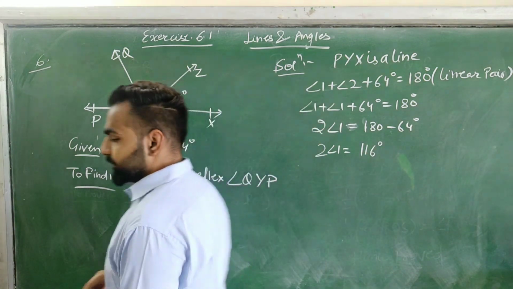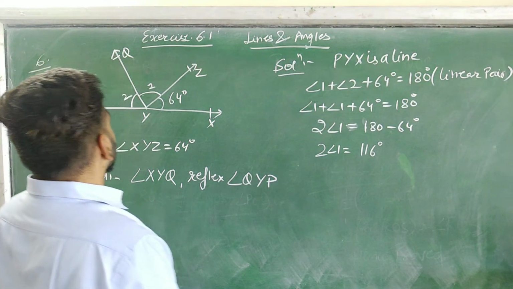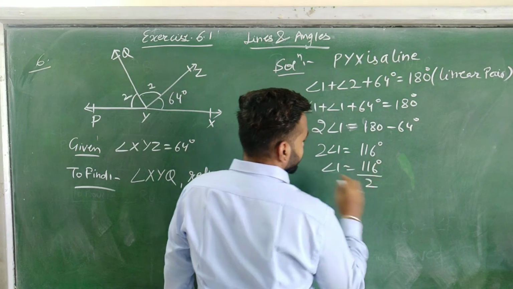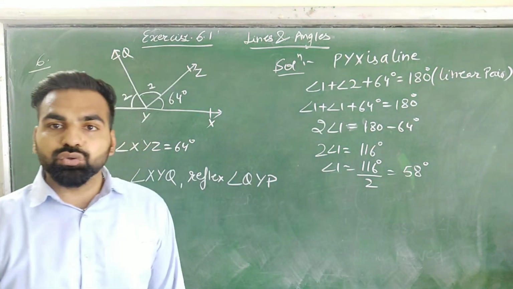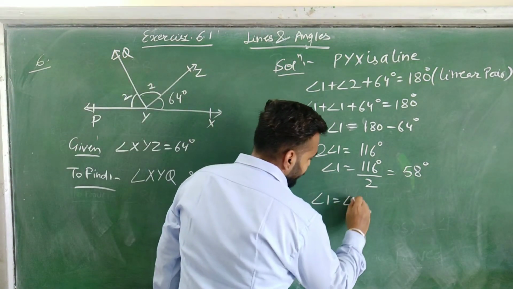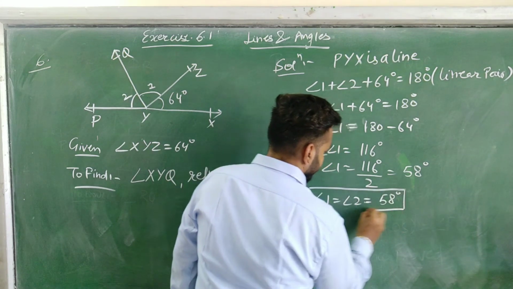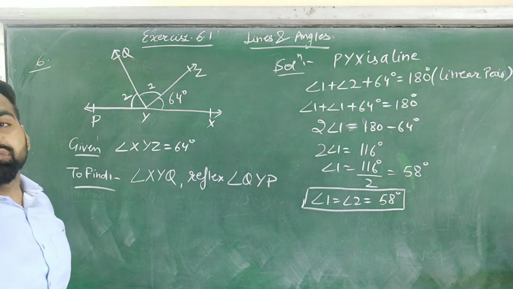So from here 2 angle 1 will be equal to 116 degree, and from this we will find the value of angle 1. So angle ZYP is 116 degree. So what will angle 1? Angle 1 will be equal to 116 by 2. This will be equal to 58 degree. And we know that angle 1 and 2 are equal. So angle 1 is equal to angle 2 is equal to 58 degree. So these two angles are of 58 degree each, and this is of 64 degree.